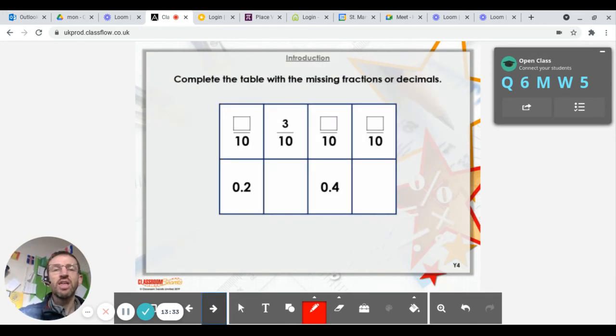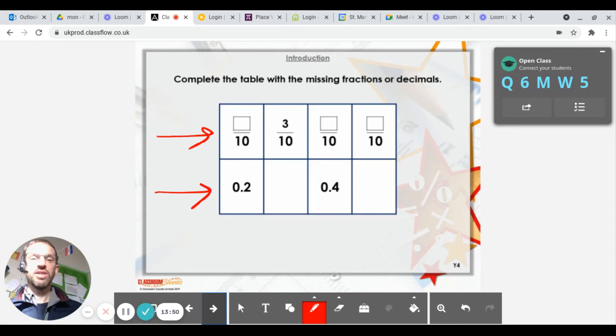Okay. Complete the table with the missing fractions or decimals. So on this table, you've got a row at the top and you've got a row underneath. These are the tenths as fractions on the top line and tenths as decimals on the bottom line. So 0.2 is 2/10.